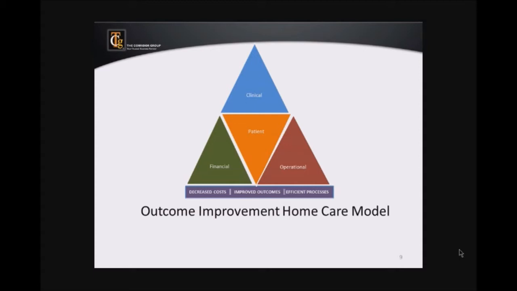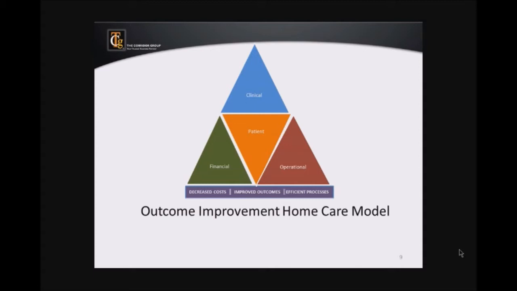Here's my vision of improving healthcare outcomes. The patient is the center triangle and needs to be in the center of all improvement efforts. Surrounding the center are the three triangles that make up the worlds of home health care: clinical, financial, and operational. Of course, the model has nice sharp lines between these worlds. In reality, they're pretty fuzzy and move around a lot.